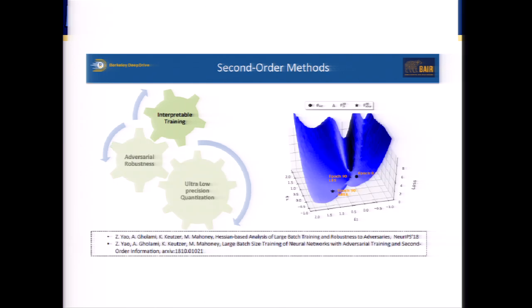So interpretable training. These are, on the bottom, some sort of results that we've had in the last year or two, and the immediate next follow-ups. Hessian-based analysis of large batch training and robustness to adversaries. As you're training, how does the penalty surface actually look for a realistic neural network? And it's actually rather complicated. And how does this behave as a function of batch size?